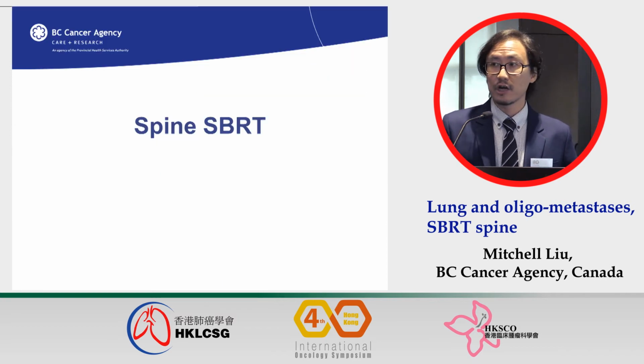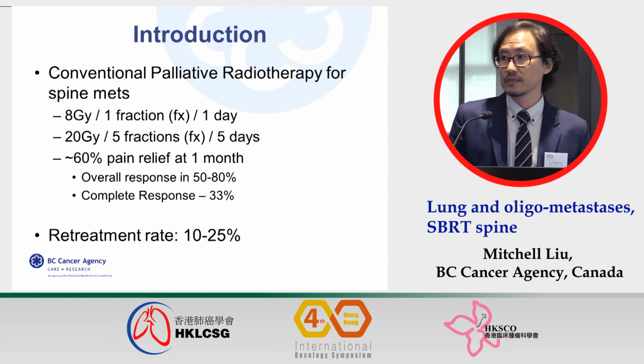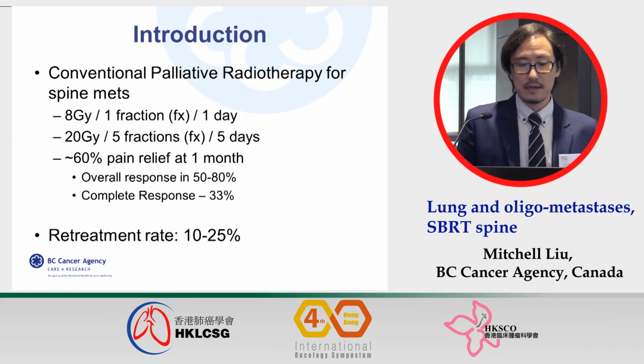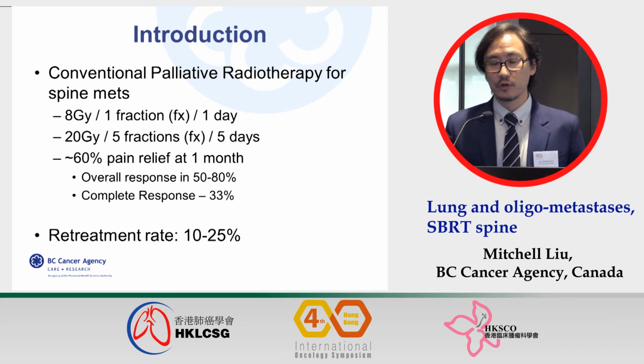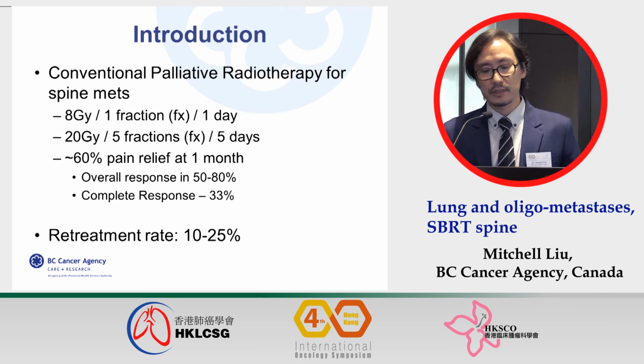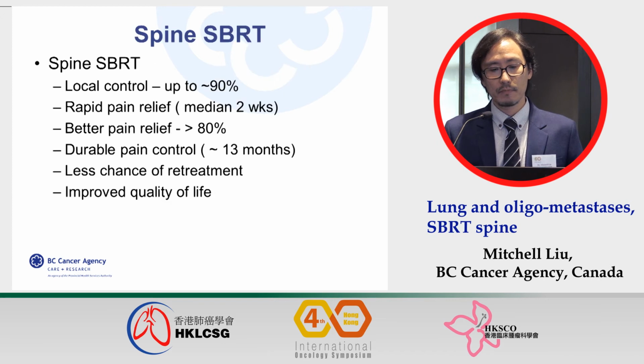So moving along, I'm going to talk about spine SBRT treatment. Conventional palliative radiation treatment has been used for bone metastases with pretty good results. Dose fractionations like a single dose of 8 grays or 20 grays in 5 fractions give pretty good pain relief at 1 month, about 60%. Although there's a minority of patients who may not have a good enough response to the treatment, and sometimes retreatment rates for these regimens could be up to 25%.